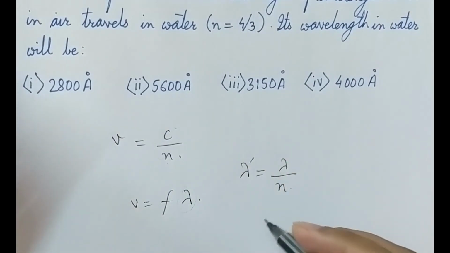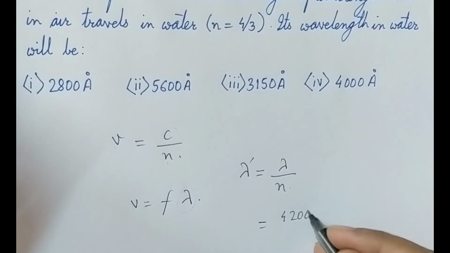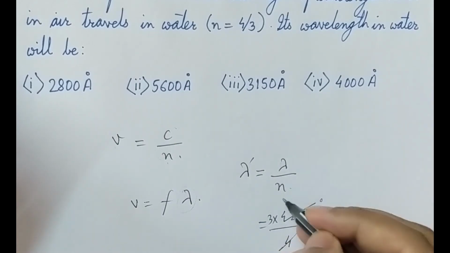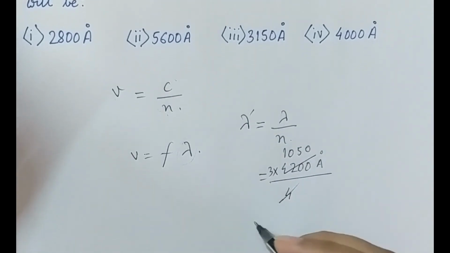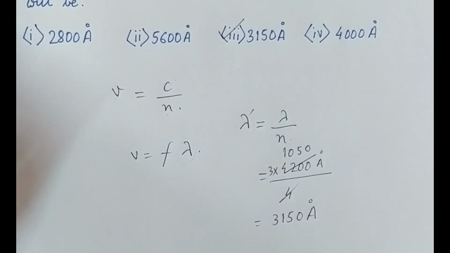So in our problem, let's put the values in. Our original lambda is 4200 Angstrom divided by our n value, which is 4 by 3. If you cut with 4 here, it goes with 1050, 3 into 1050 is going to be 3150 Angstrom. So the correct option is option number 3.